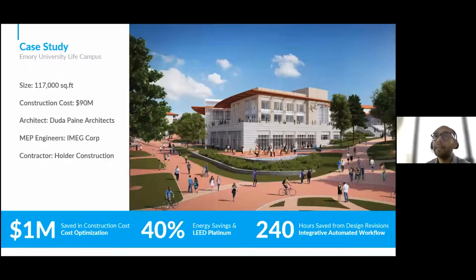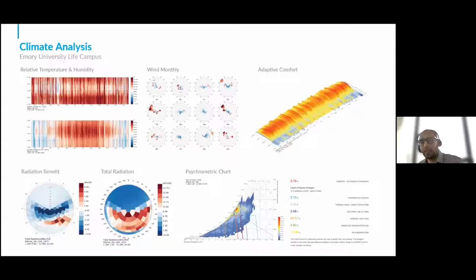The major highlights of this project is basically they were able to save about $1 million in construction cost by using the cost optimization feature. And I'm going to explain how that cost optimization feature works as well. This led to about a 40% energy savings, and the building was able to achieve LEED Platinum. And throughout the process, they were also able to save a lot of time from design revisions because they had a very integrative automated workflow in which people can jump on the same platform, see the information real time, and coordinate better.